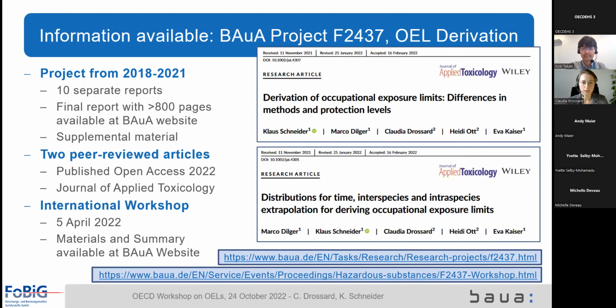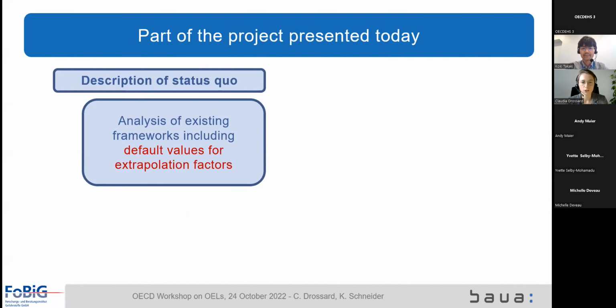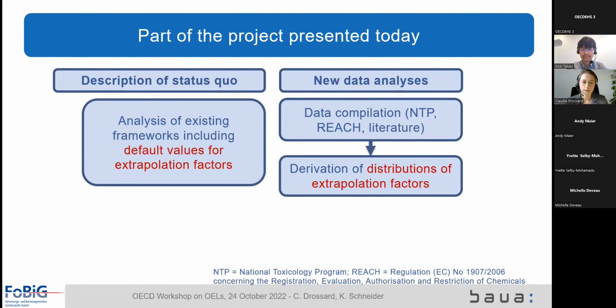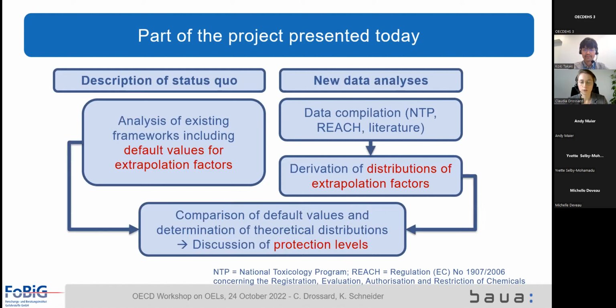Part of the project presented today is based on work packages that described the status quo of various aspects of limit derivation, in particular the methods currently used by the committees and regulations and their default values for extrapolation factors. The other building block for the results are new data analysis of various data sources from which distributions of extrapolation factors were derived. Finally, the distributions established were used in a probabilistic approach, which made it possible to discuss the different protection levels that are provided in the different frameworks.